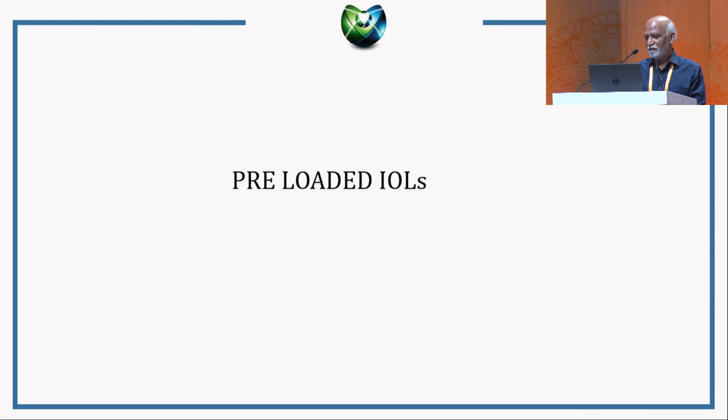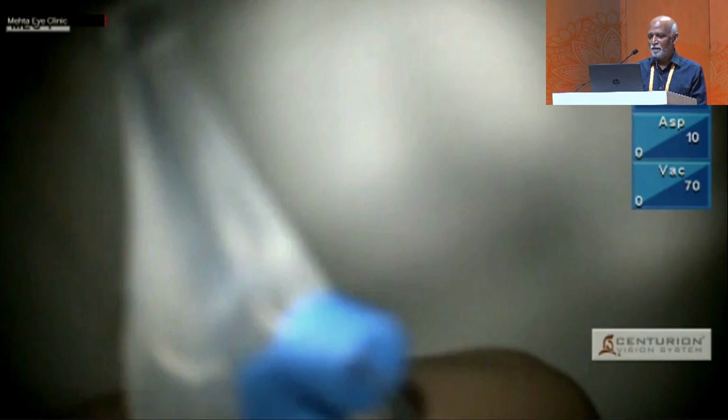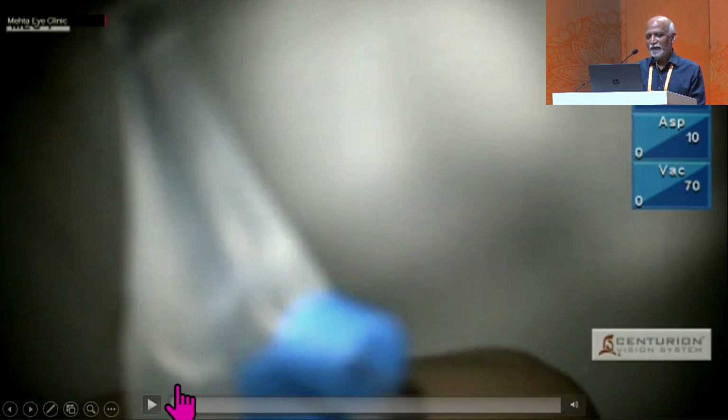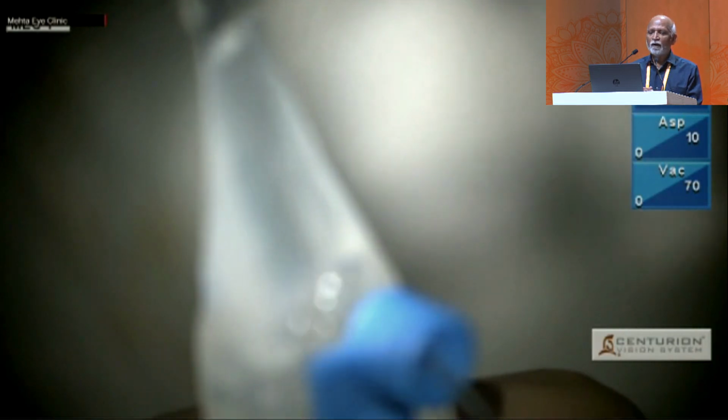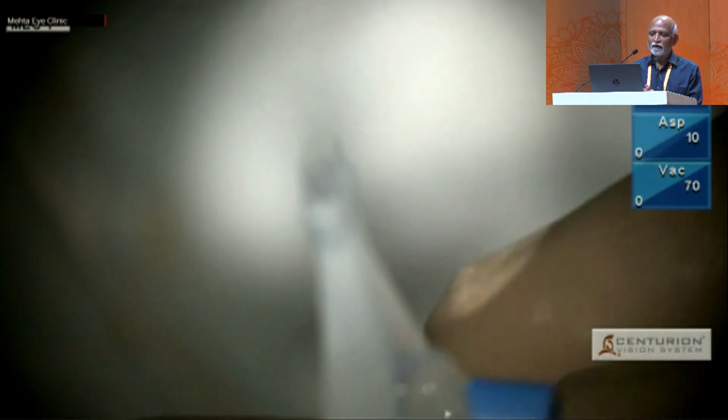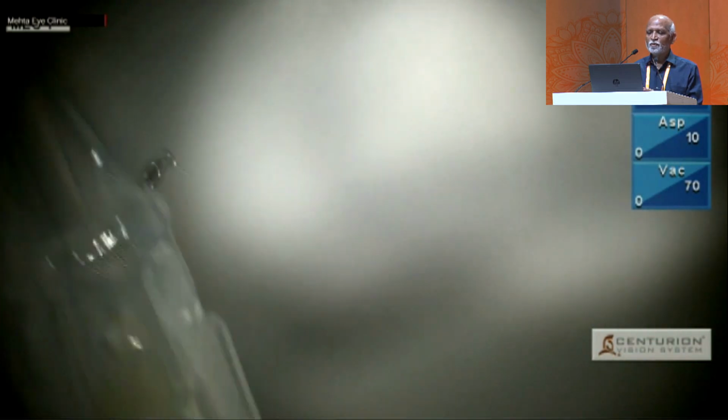Preloaded IOL. When they came into this thing, we were very, very excited about it. But mind you, this was a case where the patient insisted I should use that preloaded IOL Clarion lens. And you see what happens, and you see how I get out of the trouble. So we put in the viscoelastic, take out whatever they tell us to do, take it out.